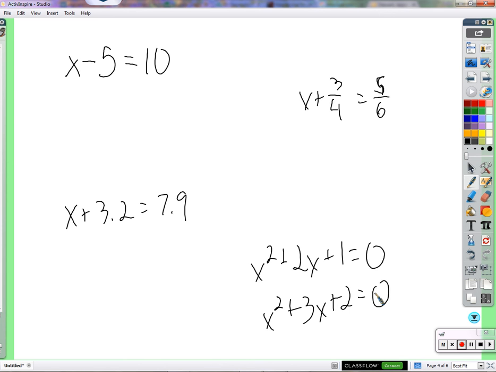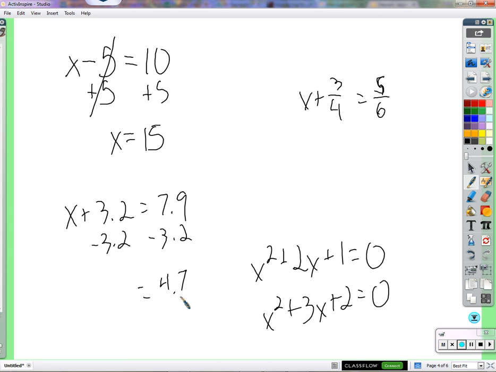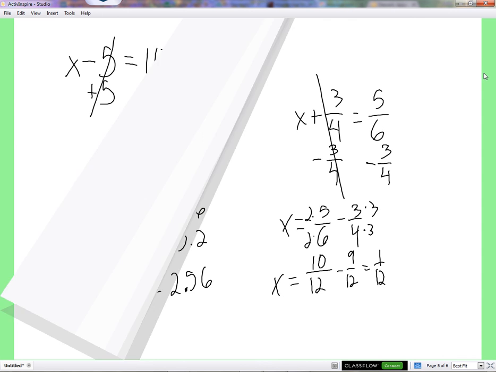Using some operations. You add 5. Negative 5 plus 5 is 0. 15. X equals 15. Here we have a number plus 3.2 is equal to 7.9. Subtract 3.2. 4.7. Here we're going to subtract, and then find a common denominator. Find a common denominator between 5, 6, and 3, 4, so it is 1/12.